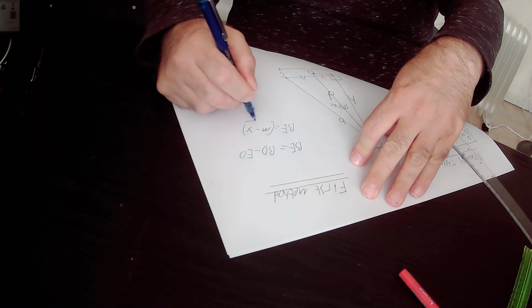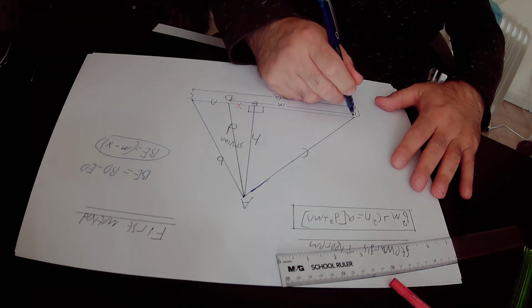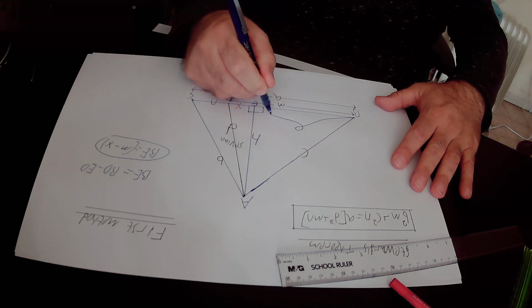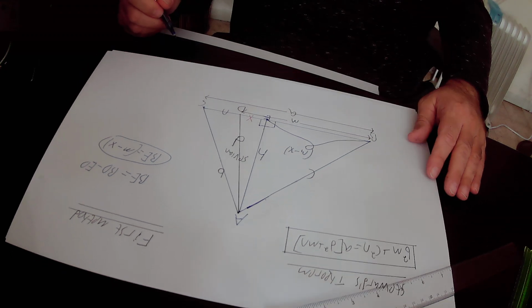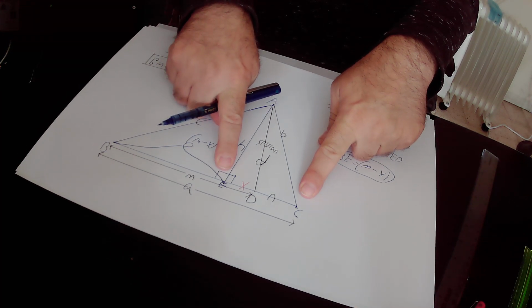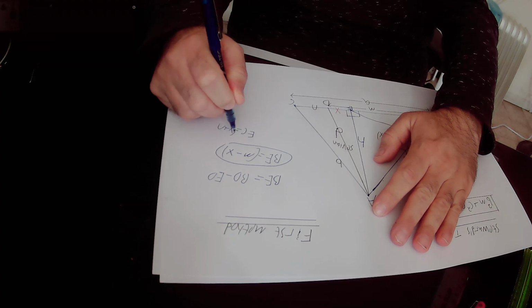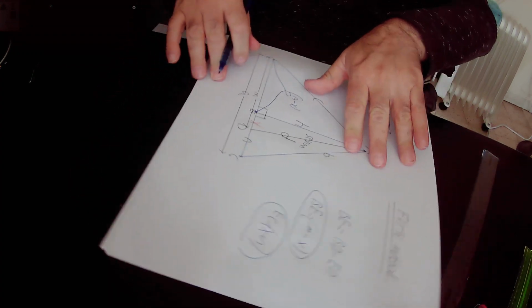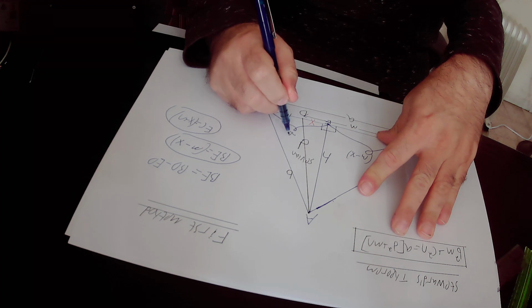In conclusion, we found out that BE equals m minus x units. And what is the length of this line segment EC? EC equals ED plus DC. That is to say, EC equals x plus n. Okay, I write it down. EC equals x plus n. So we write on the drawing itself that line segment EC equals x plus n units in its length.